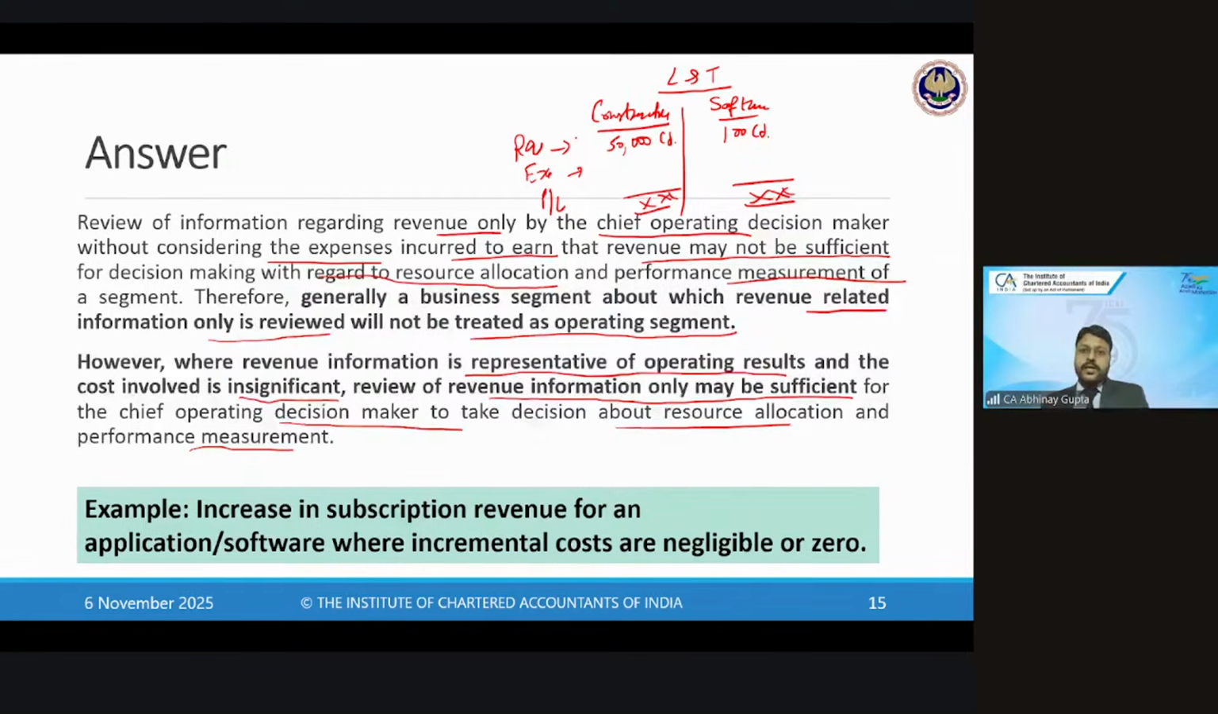Now, while looking at only the revenue numbers, the standard says it is difficult for the management to understand the performance of the segment, and hence, ideally, it shouldn't be regarded as a segment based on the revenue information only. So let me put in the expense numbers. Suppose here it is 40,000 crore. So how much is the profit? 10,000 crore is the profit. And suppose here it is 2 crore and the profit is 98 crore.